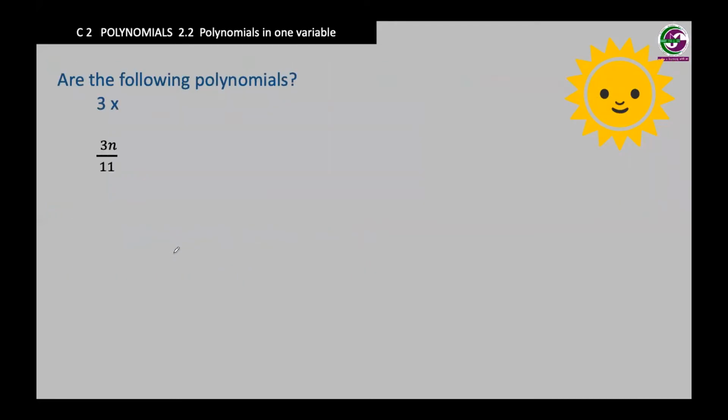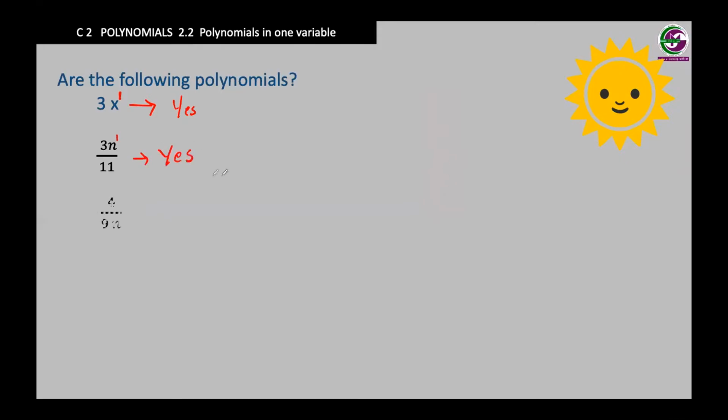When do we say that a given expression is a polynomial? Is this a polynomial, 3x? To look into that, we have to see what the power of the variable is. Here the power of the variable is 1. So we call this a polynomial. Here, what is the power of the variable? Again it is 1. So this is also a polynomial.